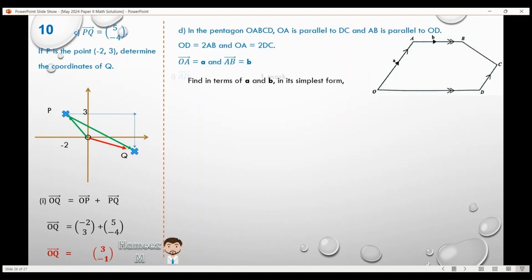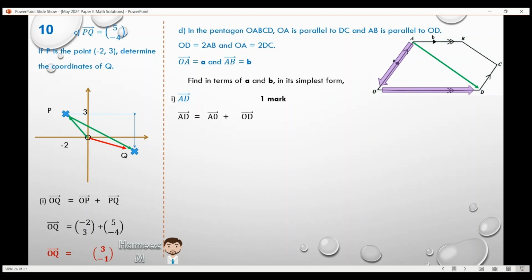Find in terms of A and B in its simplest form, AD, and we could represent that with a green arrow there. So how do we go from A to D? How do we start at A and move to D? We can go from A to O and then from O to D. So let's write that. AD is equal to AO plus OD.